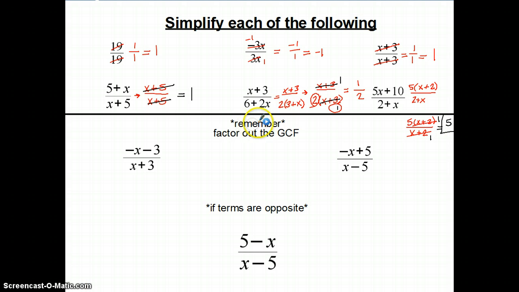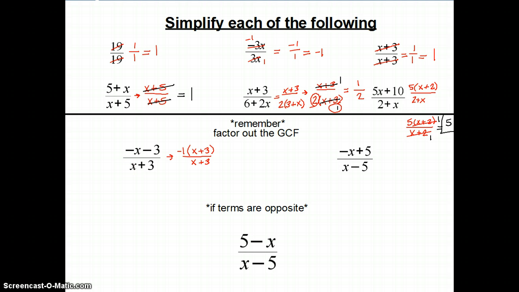Now remember, anytime you are reducing, you must first factor out the GCF and then proceed to factor both your numerator and denominator completely. Now looking at this first expression, I see that I have a negative and a negative in common on my numerator. On the bottom, there are no negatives, so I'm going to go ahead and factor out this negative as my GCF. Taking out a negative 1 leaves me with a positive x plus 3. And in the denominator, I have an x plus 3.